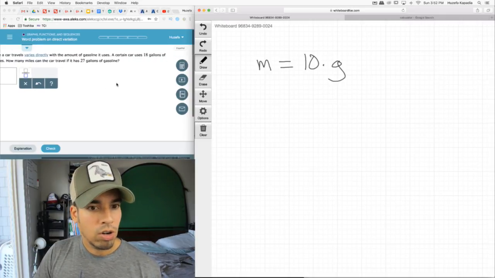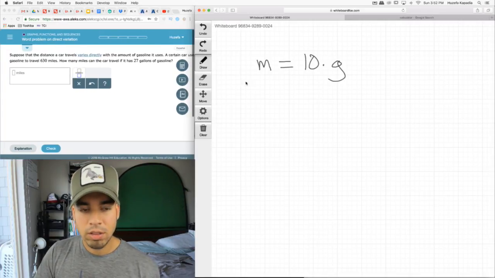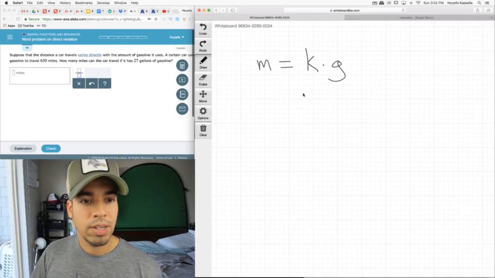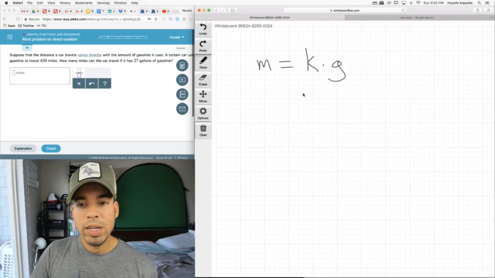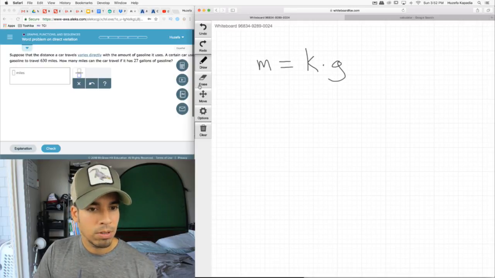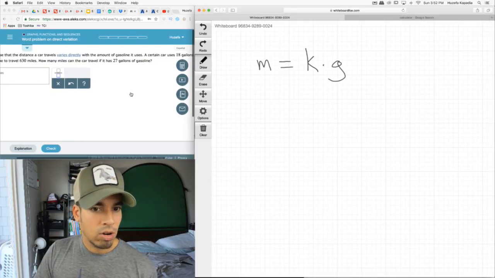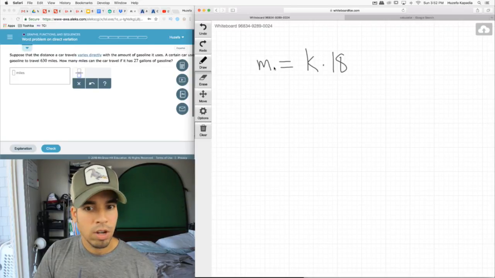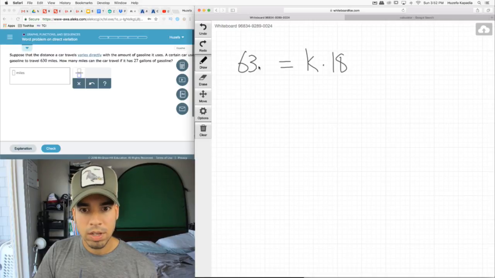It says a certain car uses 18 gallons to travel 630 miles. So in this case, we don't know the constant. How many miles can the car travel if it has 27 gallons of gasoline? All we have to do is find this constant. There are two ways to do this: with the proportion or with the equation. Let's do it with the equation since we have it set up here. The car uses 18 gallons to travel 630 miles.